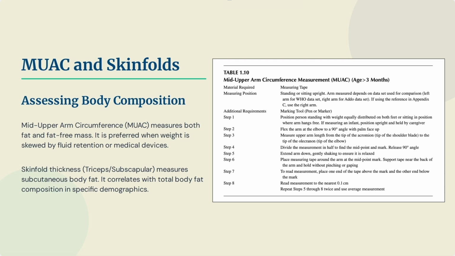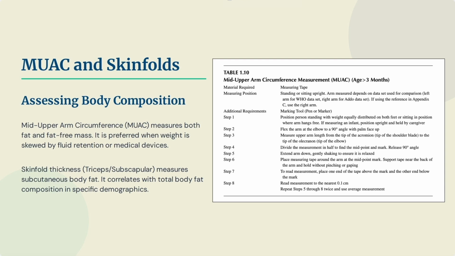Table 1.10. In specific patient populations where weight may be skewed by fluid retention, peritoneal dialysate, casts, or other medical devices, the use of MUAC is preferred over weight for length or BMI. MUAC should be frequently measured for infants and children that are at risk of malnutrition. Clinically significant changes in MUAC can often be noted on a monthly basis.